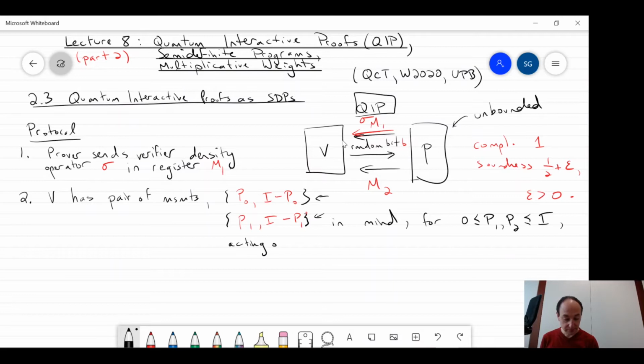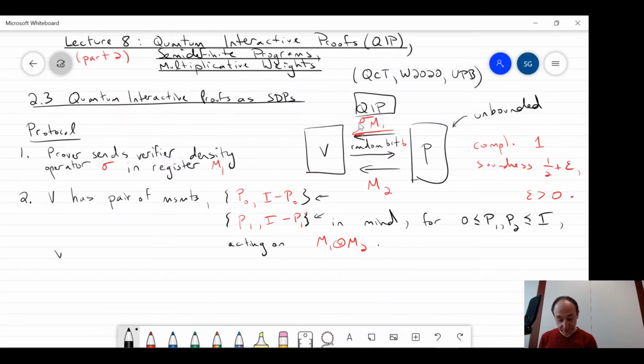Acting on, and this is important, where does the measurement act, given this picture? Well, the main quantum registers here are going to be the message registers M1 and M2. So this measurement will act jointly on M1 and M2, of course. M1 tensor M2.